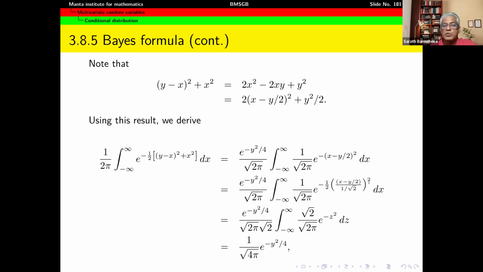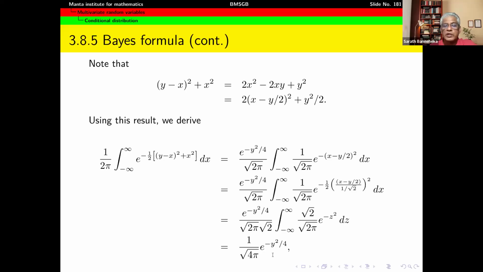Remember, the normal distribution function has 1 over root 2 pi sigma, and then e to the power minus x minus something divided by sigma square, right? So we have that form here. So therefore, this integration you can get by simplifying, because if you integrate only this part, then you know that is going to be square root 2 pi sigma, right?